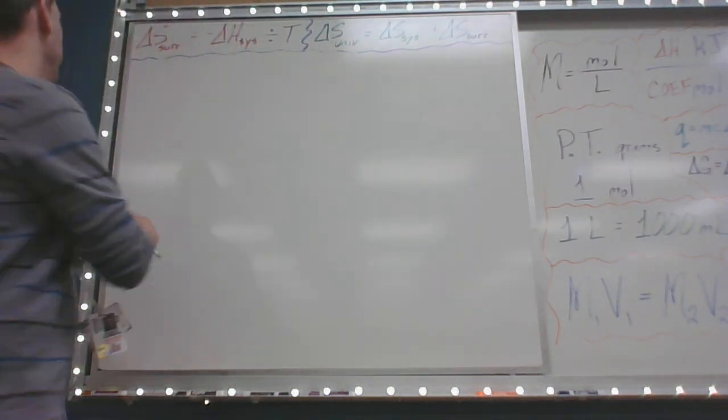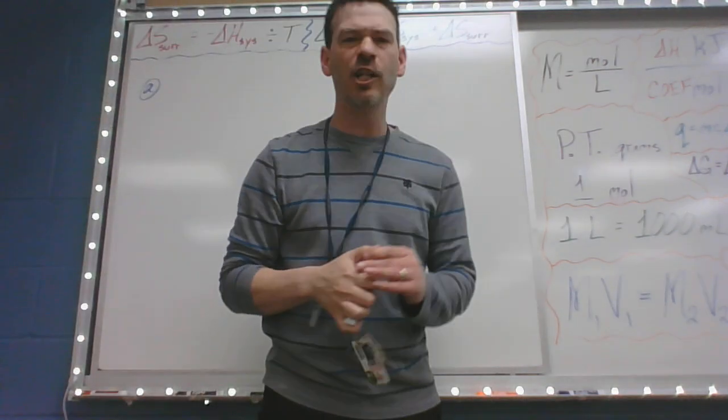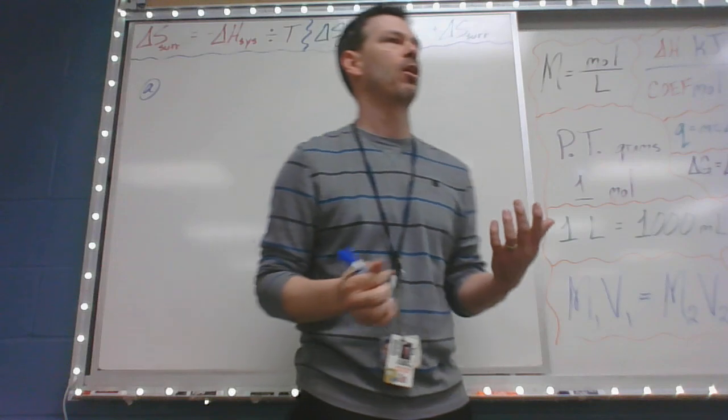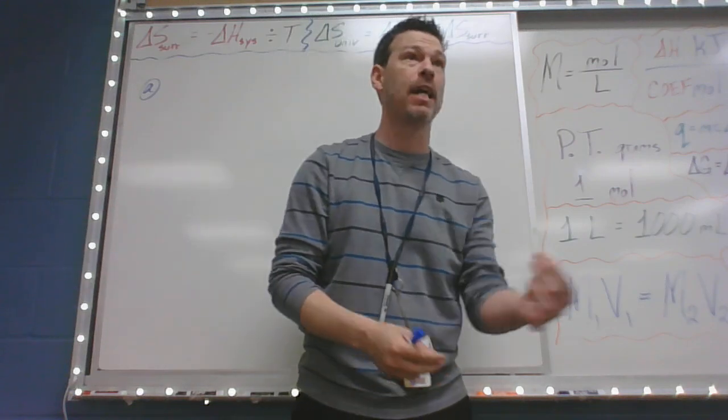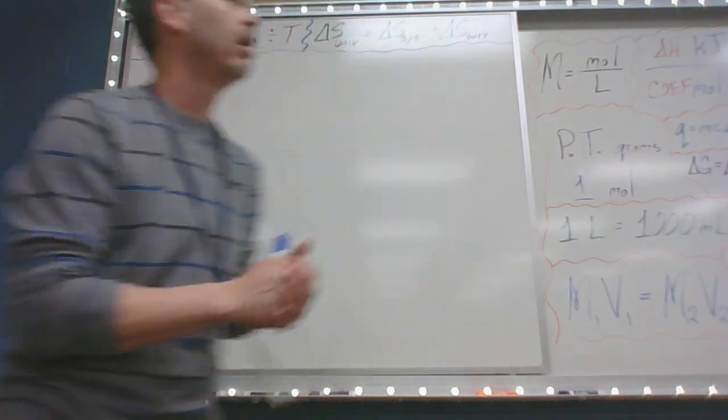Part A says, calculate the entropy of the system. Now, make sure the vocab doesn't start throwing you for loops, all right? Entropy is S, enthalpy is H. Get it all straight in your head before next Friday so that you don't get drowned.